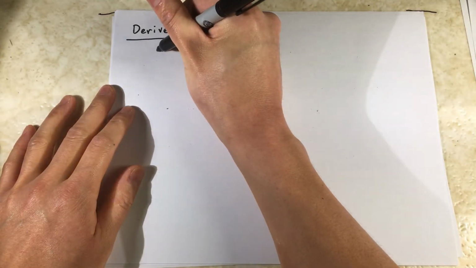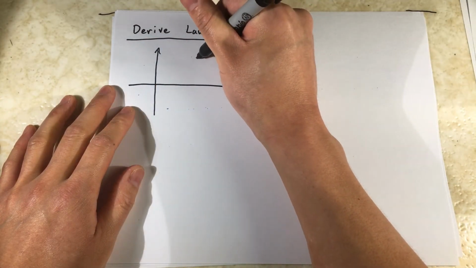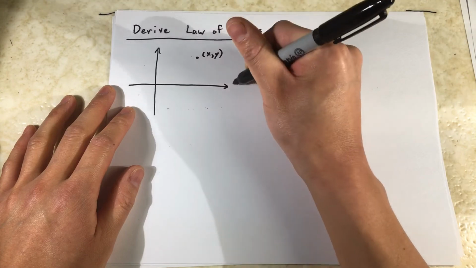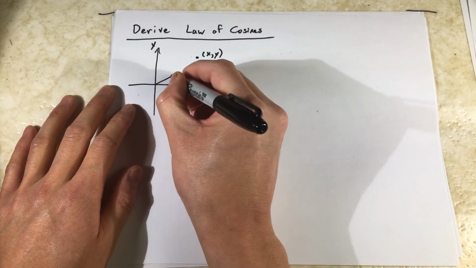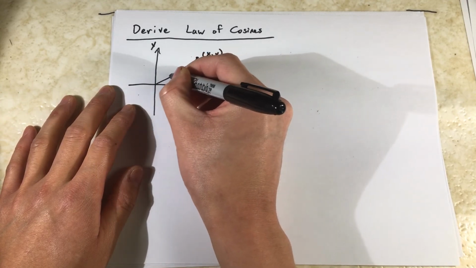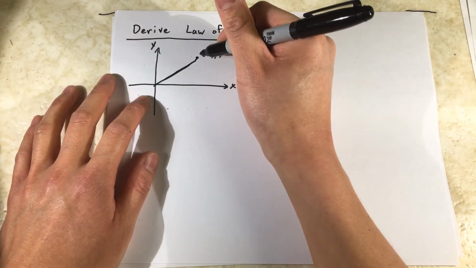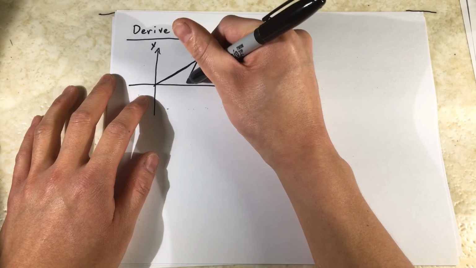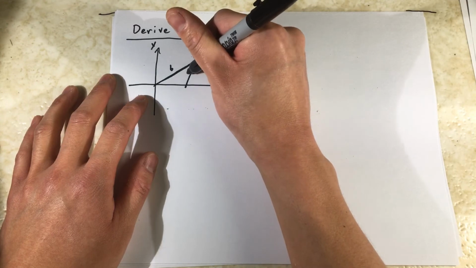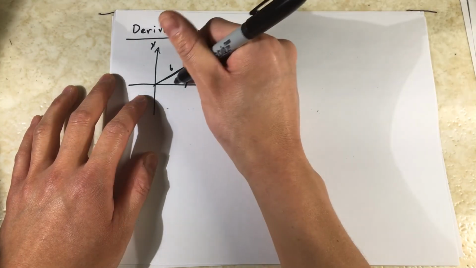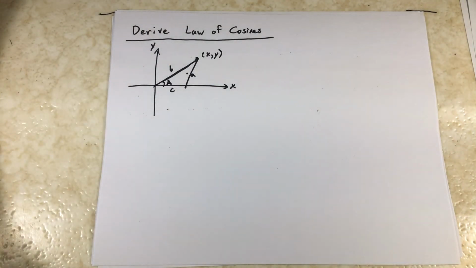So let's say that we have axes and we have some point here, x, y. And that point is part of a triangle. That line isn't exactly straight, but you hopefully get the idea. Part of an oblique triangle that looks like this. So we have side B, side A, and side C, and we have this angle capital A.